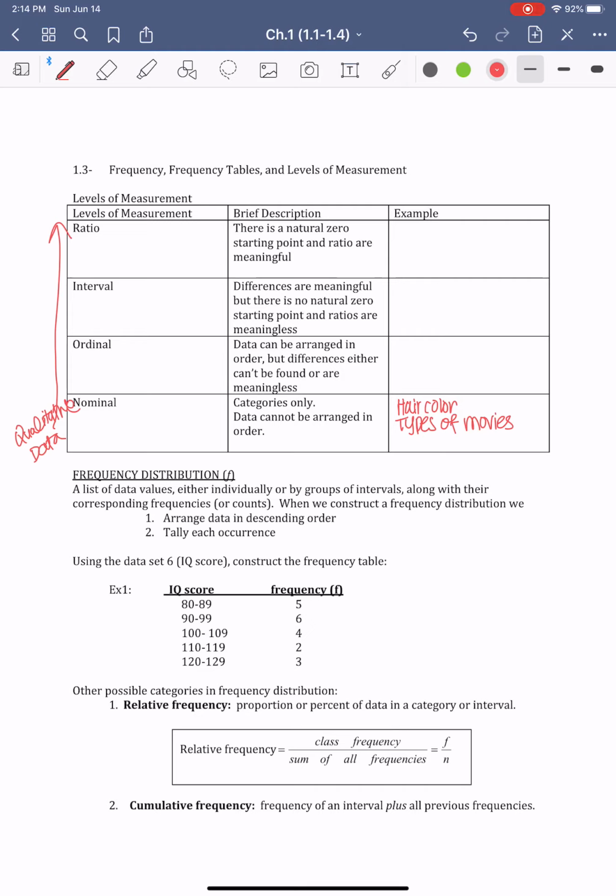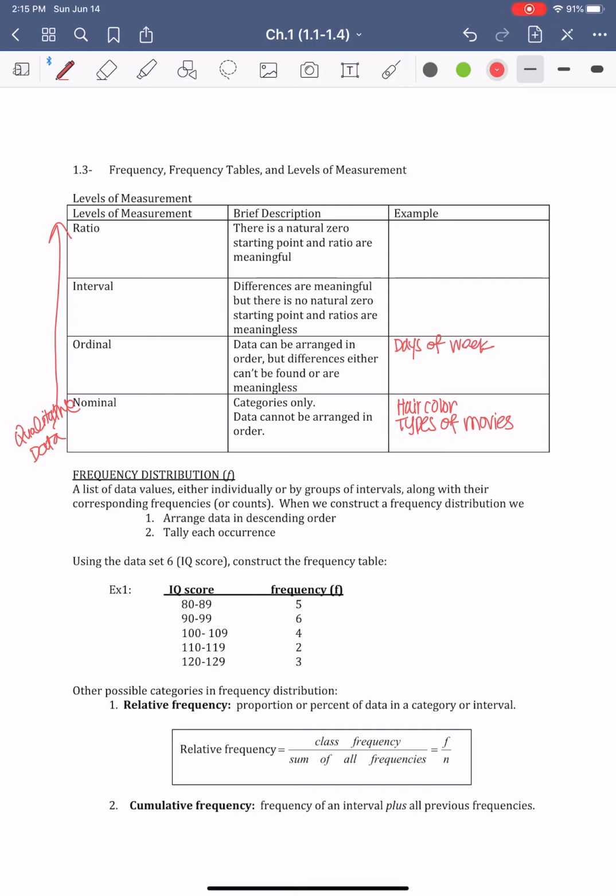An example of an ordinal is days of the week: Sunday, Monday, Tuesday, Wednesday, Thursday, Friday, Saturday. Now there's definitely an order, right? We always say after Sunday comes Monday, after Monday comes Tuesday. So there's a certain order, but we really cannot find the difference between Monday and Sunday. We cannot subtract and get a value. So that's an example of an ordinal.